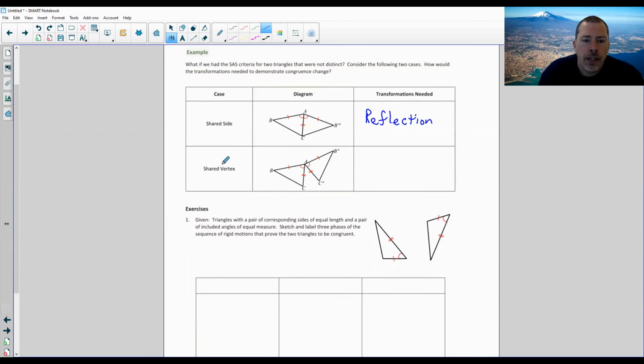Okay. And then shared vertex. Well, here, the vertex is already shared. I need to rotate this around so that C double prime ends up on C. So this has to go over here, and then it would look like this, and then that. So a rotation followed by a reflection.